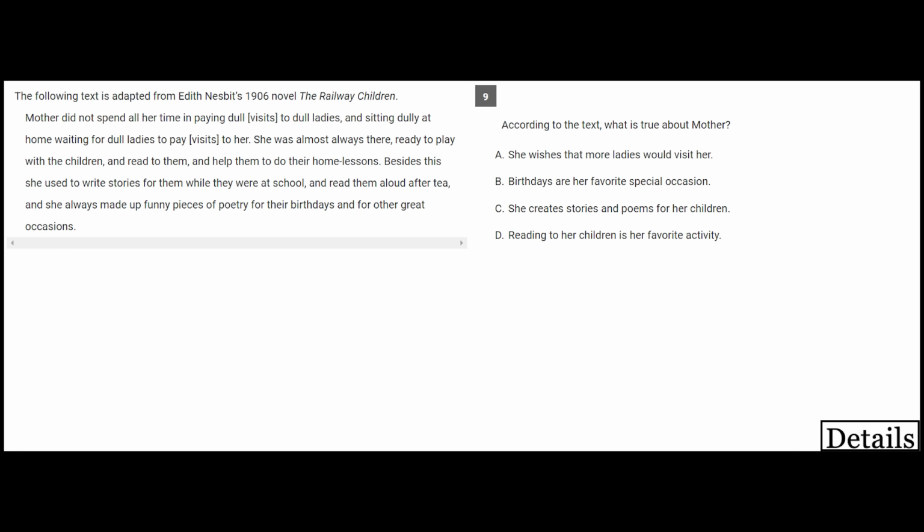Detail questions are much easier in my opinion. You just have to make sure you're strict when you're eliminating answer choices. These problems typically ask one specific question. For this example, it's what is true about mother? And you have to find the answer somewhere in the text.